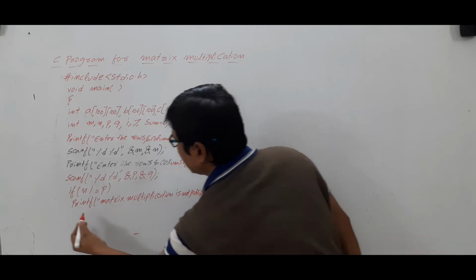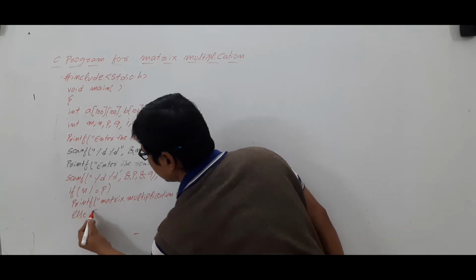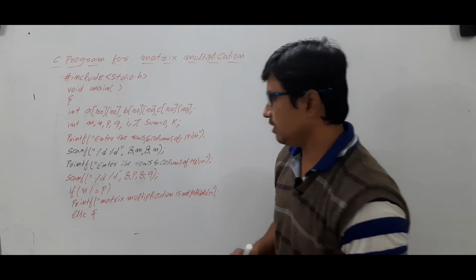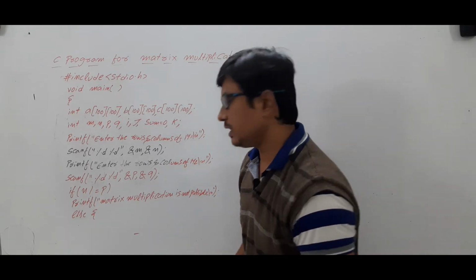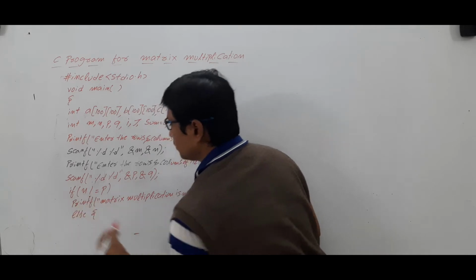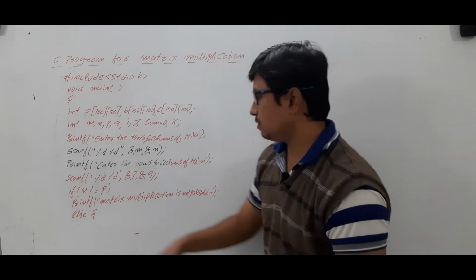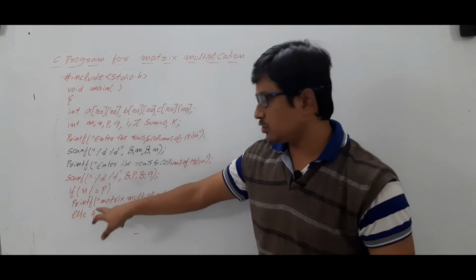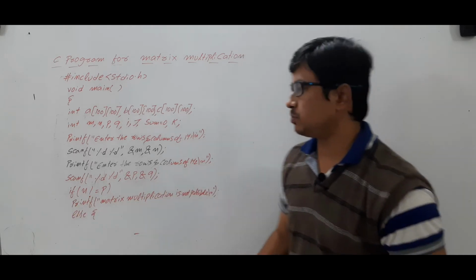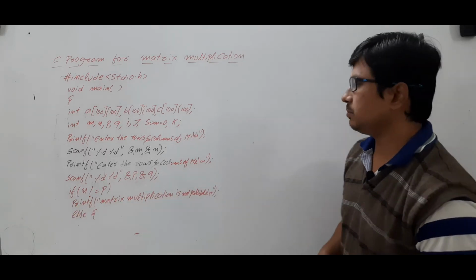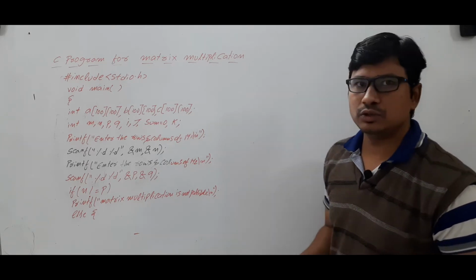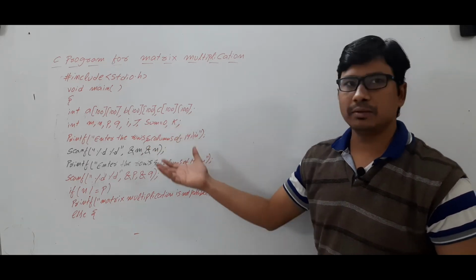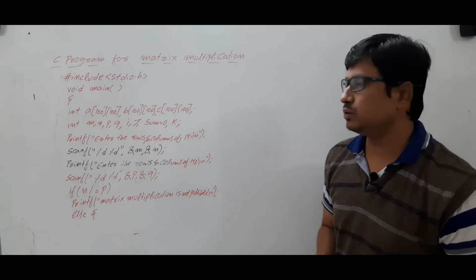Okay, else. If this condition fails, that is, when n is equal to p, then this condition will be true. Are you able to understand? So if n is equal to p, it will come to the else block, so I can perform the matrix multiplication. To do that, I need to ask the user to enter the elements for matrix 1 and matrix 2, and I need to read them.